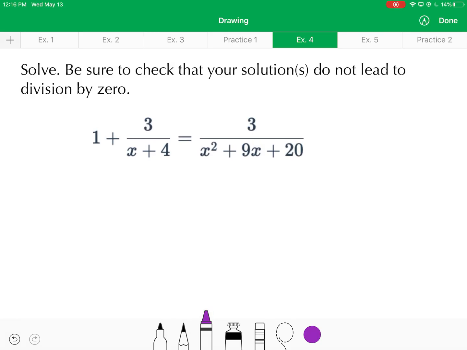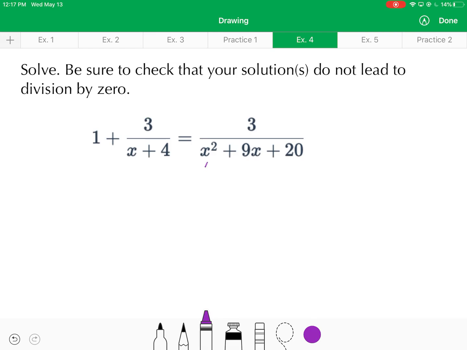All right, one last video just to give you some more practice on solving some rational equations. These are going to be a little bit more challenging in terms of the common denominators that you're going to be multiplying by, okay? So you will notice in this equation, the fraction on the right-hand side, 3 over x squared plus 9x plus 20, that denominator is not in factored form. I need it to be in factored form to identify my common denominator.